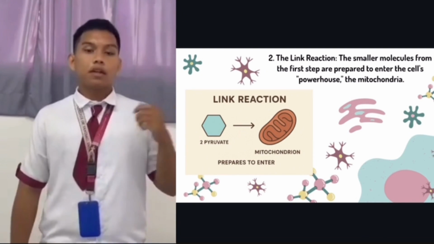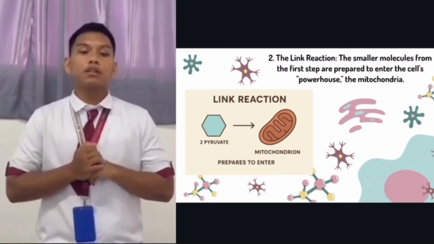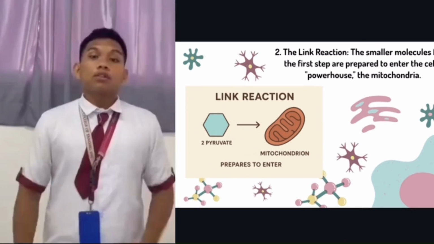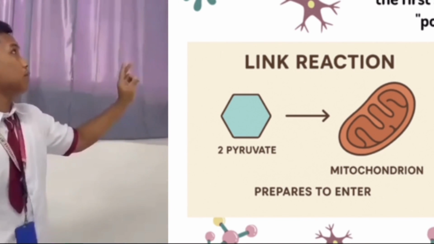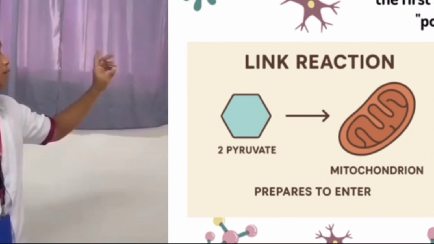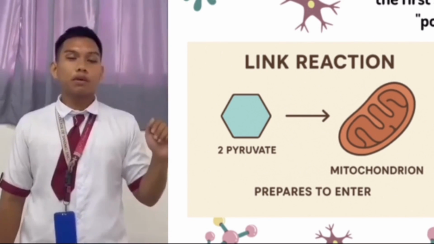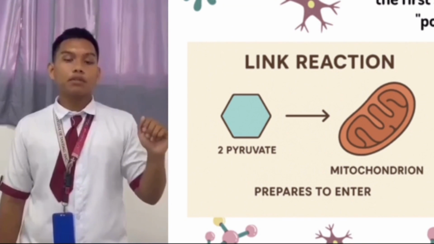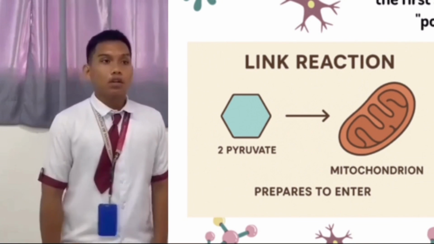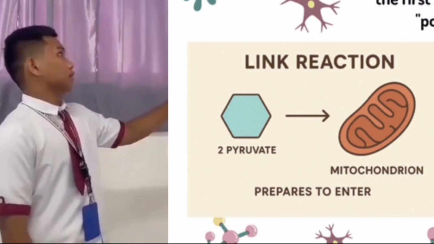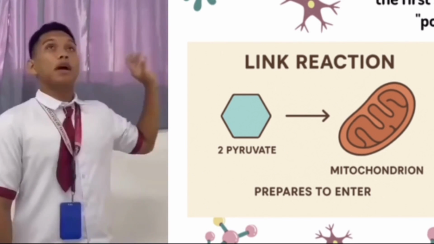Here's the second one, the link reaction. The smaller molecules of the first step are prepared to enter the cell's powerhouse, the mitochondria. So here's the breakdown of our link reaction. The two pyruvates will enter the mitochondria. This is the part where the pyruvate enters the mitochondria to give energy. So the two pyruvates will enter the mitochondria to produce some energy from the aerobic respiration.